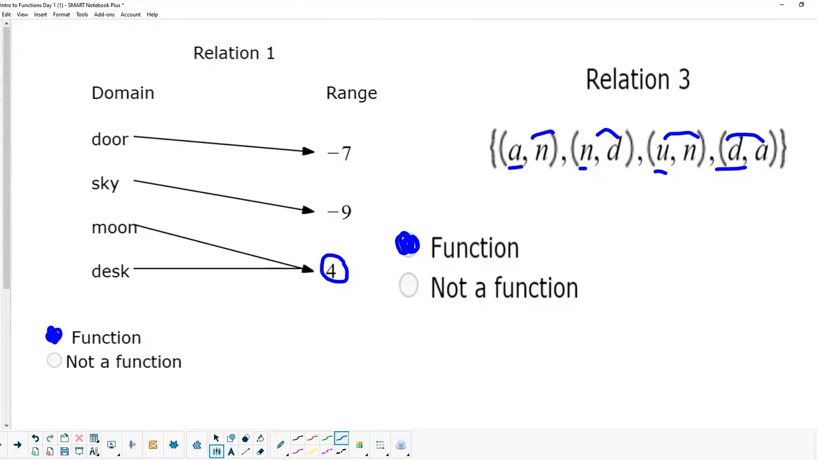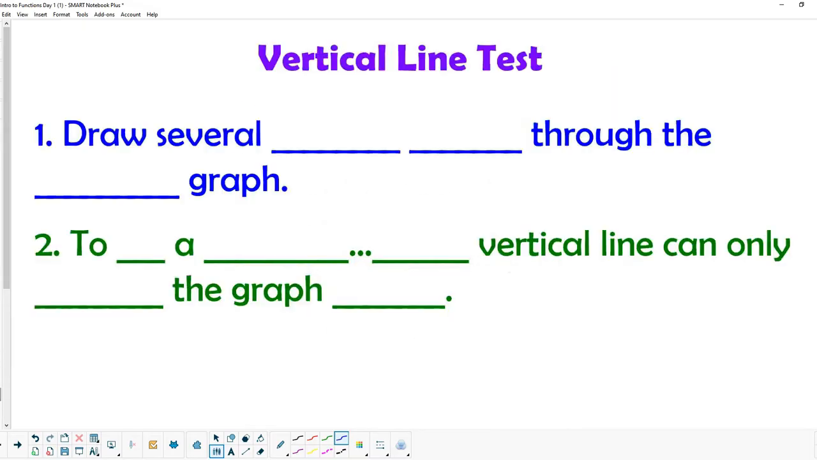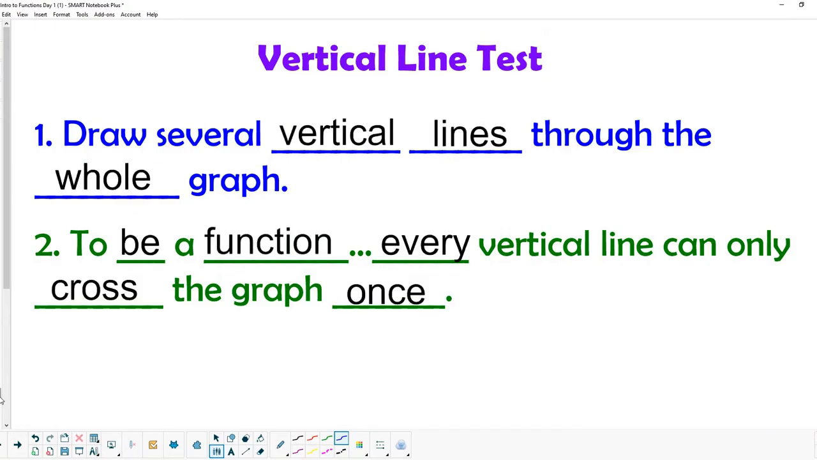Now this may sound a little tricky, a little confusing, but with a little practice, you'll get really good at it. Okay, another way to tell if a graph is a function is what we call the vertical line test. And that basically means that if you draw several vertical lines through the whole graph, in order for this graph to be a function, every vertical line can only cross the graph once.